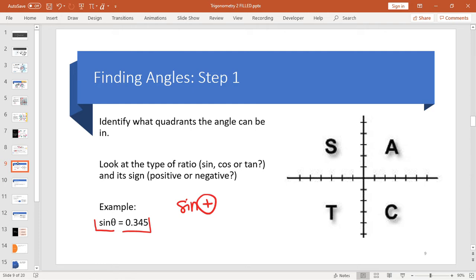So I go over, and I just want you to check off where sine can be positive. So here and here, you can have a positive sine value, and that's just using the CAST rule, okay? Which means that I'm going to have two angles. One of them will be in quadrant 1, and one of them will be in quadrant 2. Two answers.